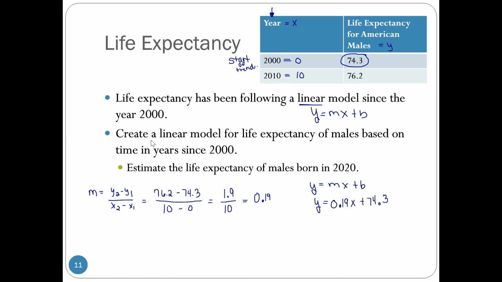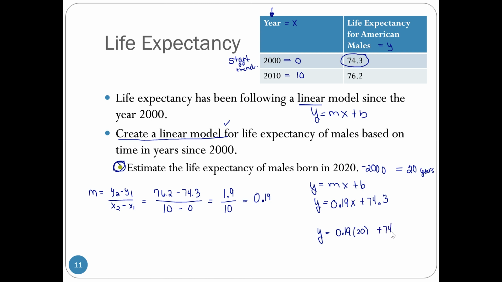Now, we have our linear model. So we did this, create the linear model, check that off. And then I have this second bullet point here that I'm supposed to do. So it says, estimate the life expectancy for a male that was born in the year 2020. So to do that, I need to think about, well, how many years is this into the trend? So the trend started in the year 2000, so I'll minus out 2000, and I find that this is 20 years into the trend. And years is my x, so I will put that into my formula for an x value.